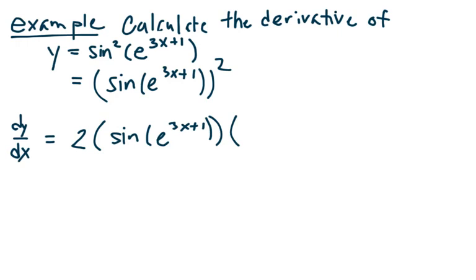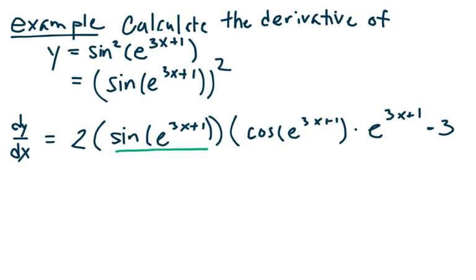And now we multiply by the derivative of the inner function here, which is sine of e to the 3x plus 1, which in and of itself, again, has an outer function. So the derivative of this outer function is cosine, and we rewrite the inner function and then multiply by the derivative of e to the 3x plus 1, the innermost function. And that gives us e to the 3x plus 1 times 3. Okay?